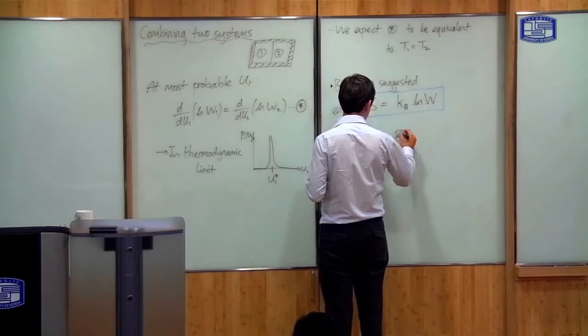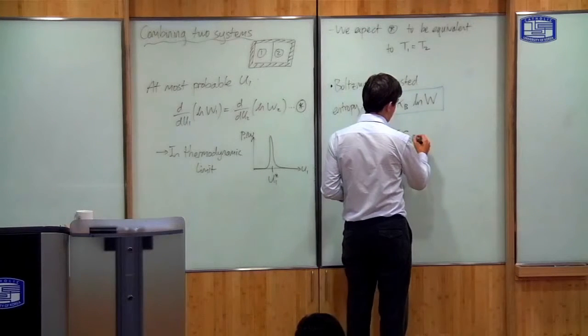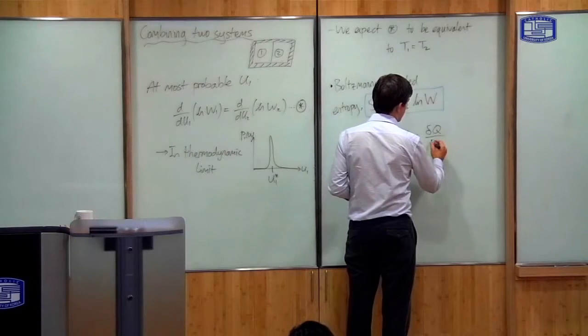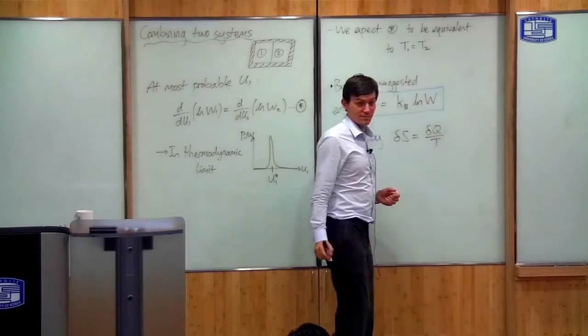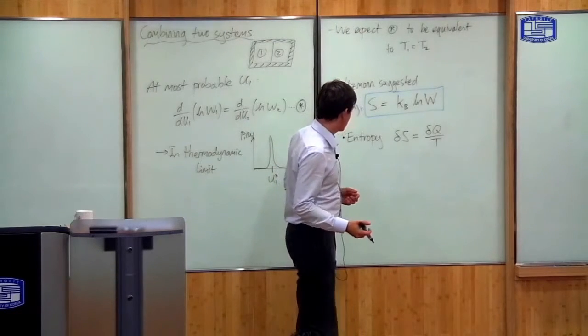When we defined entropy, we did it in the following way. We said if you change entropy a little bit, a small change in entropy is equal to the amount of heat transferred in or out of the system divided by the temperature of the system. That was the definition we gave for calculating the change in entropy.